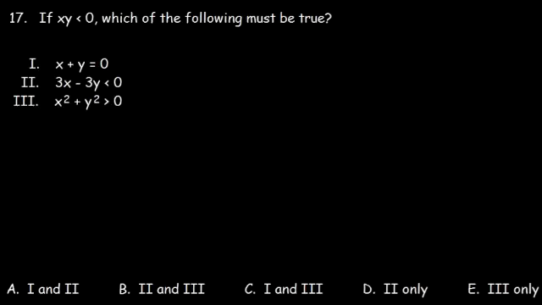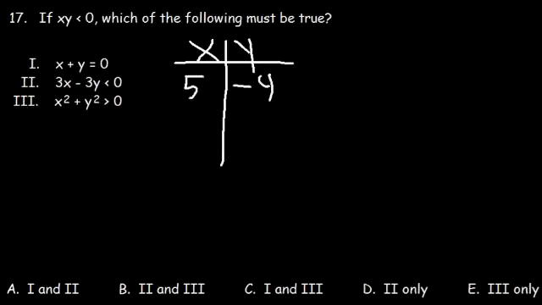17. If x times y is less than 0, which of the following must be true? So in this problem, let's try to disprove every statement. The one that we cannot disprove is the one that must be true. So let's choose two values for x and y such that the product is equal to a negative number, because the product xy has to be less than 0, which means it has to be negative. So let's try positive 5 for x and negative 4 for y.